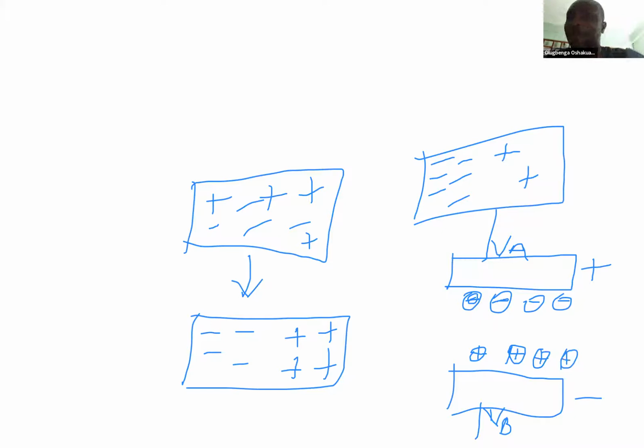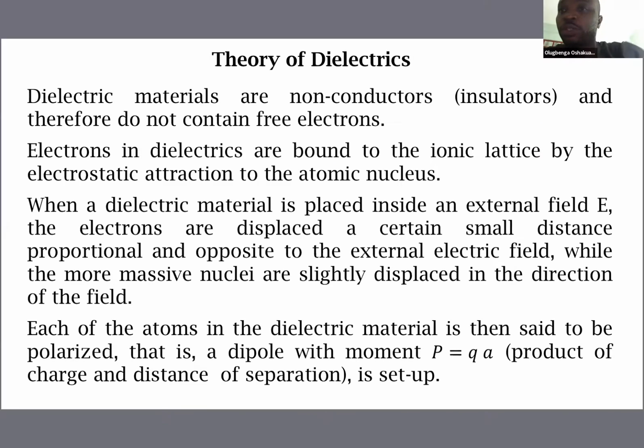So we should expect the charges in the material, when we place an insulator in between parallel conducting plates, to undergo the type of realignment we experience while talking about charging by induction. So let's move on. Each of the atoms in a dielectric material is said to be polarized.